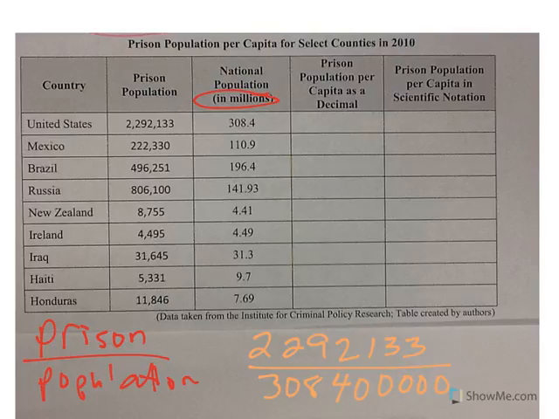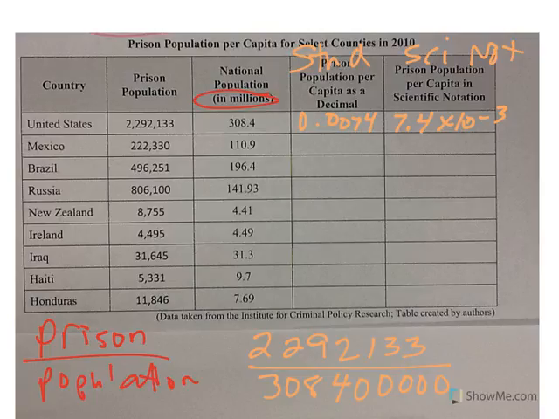Now, when I divide this, your calculator may spit out scientific notation or standard form. So you can see we have standard form here, we have scientific notation here. No matter what your calculator spits out, you're going to have to change to the other one. I got a decimal answer of 0.0074 when I divided those, which translates to 7.4 times 10 to the negative third. It's a negative exponent because my number is less than 1.